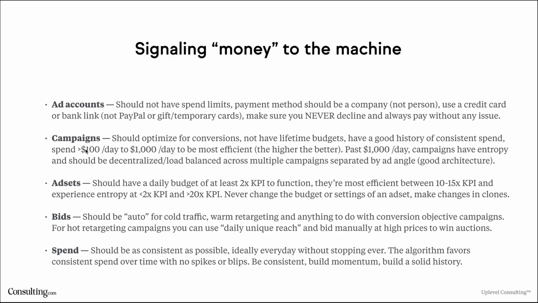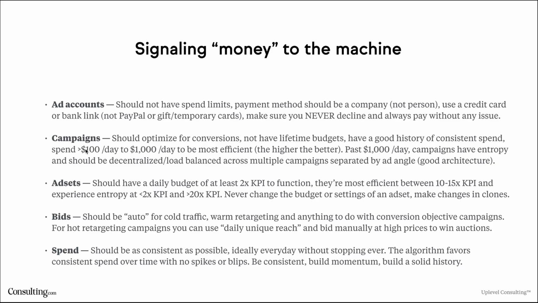1,000 a day seems to be where it's most efficient. Above that it still works great, but at 1,000 a day it's really efficient. And that doesn't mean we don't go past 1,000. Obviously, we want to spend as much as we can, but it really likes its efficiency around there. Past 1,000 a day, campaigns have entropy and should be decentralized and load balanced across multiple campaigns separated by ad angle. I've explained this in previous modules in this week's training.